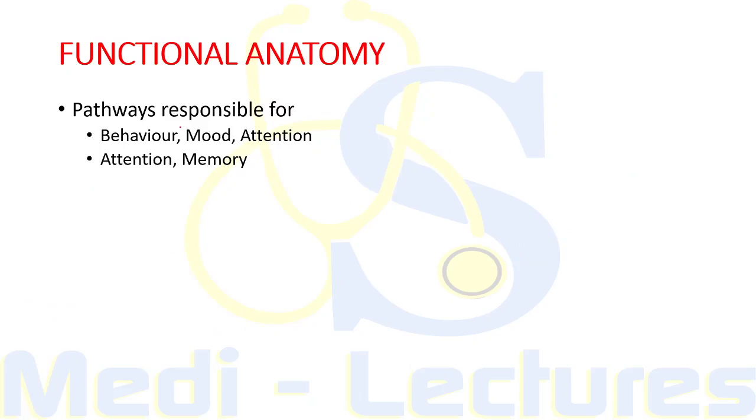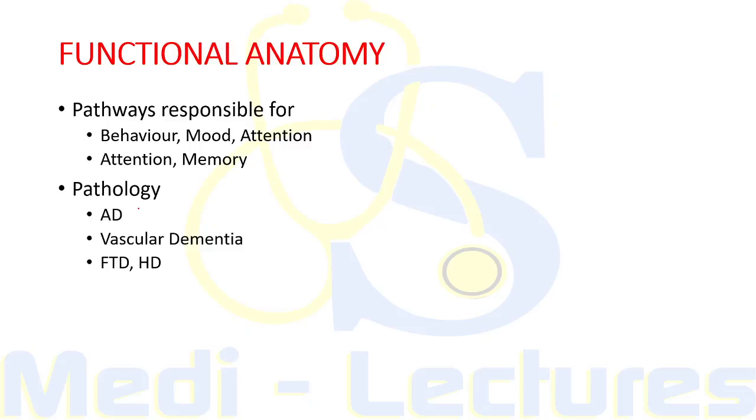Now let's come to the functional anatomy of dementia. First of all, the pathways in our body which are responsible for control of behavior, mood and attention include ascending noradrenergic pathways, serotonergic pathways and dopaminergic pathways. On the other hand, the pathways which are responsible for attention and memory are cholinergic pathways.